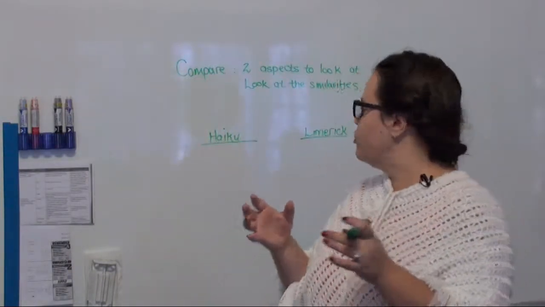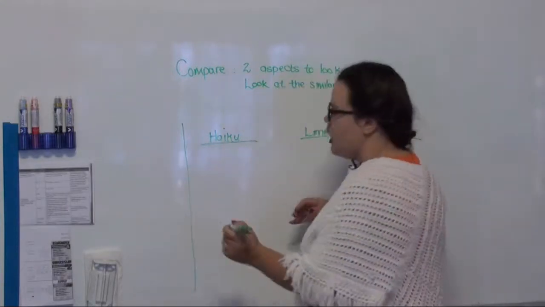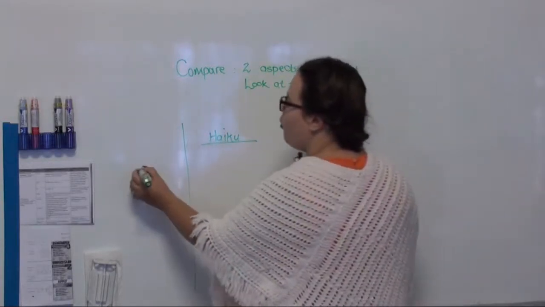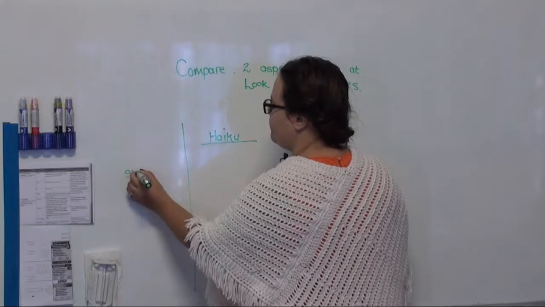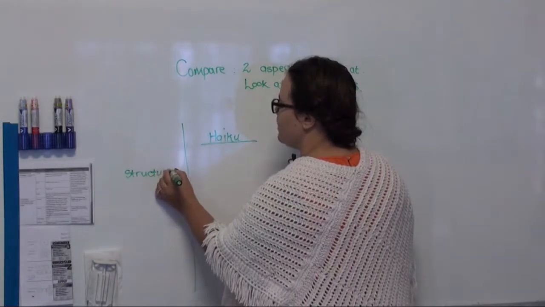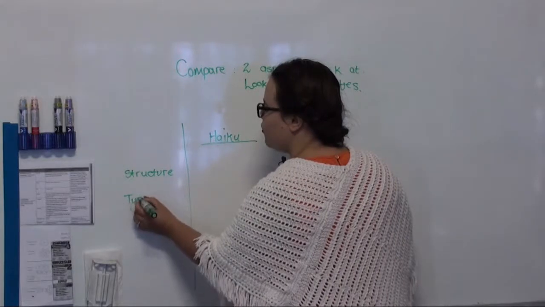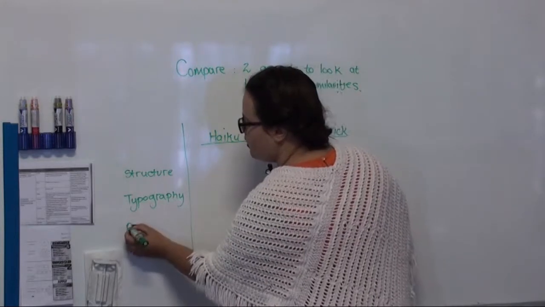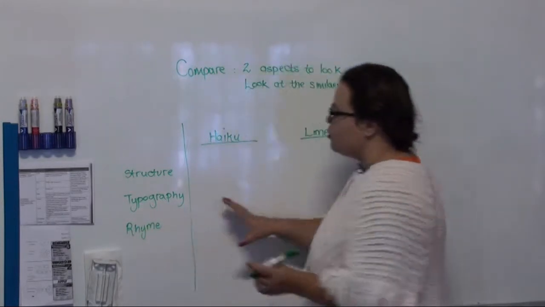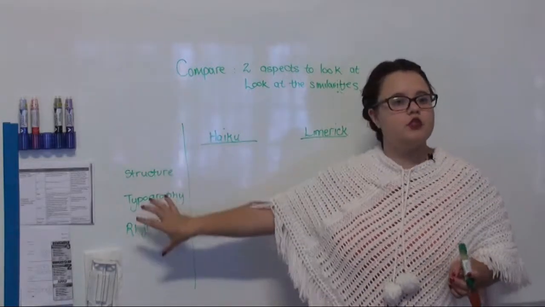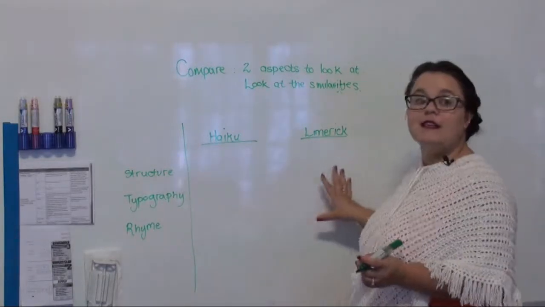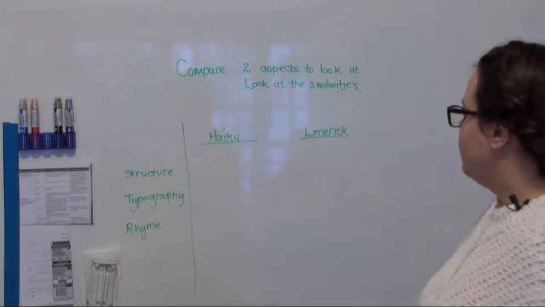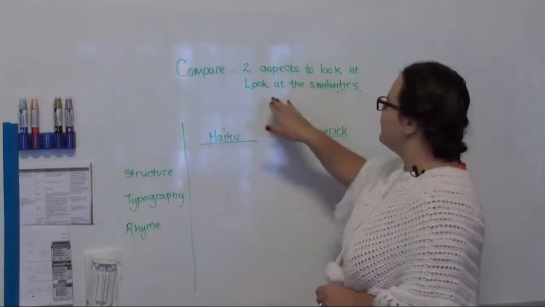Okay, now we've got to look at specific aspects. So now it's going away from what is the same between them, but rather what I want you to be looking at between them. So if I were to ask you to look at the structure, the typography, the rhyme scheme and the rhythm, those would be what I'm asking you to compare. What is the same between those aspects in these poems? Sometimes they are not the same, and sometimes they are the same. But I'm asking you to give me the similarities.